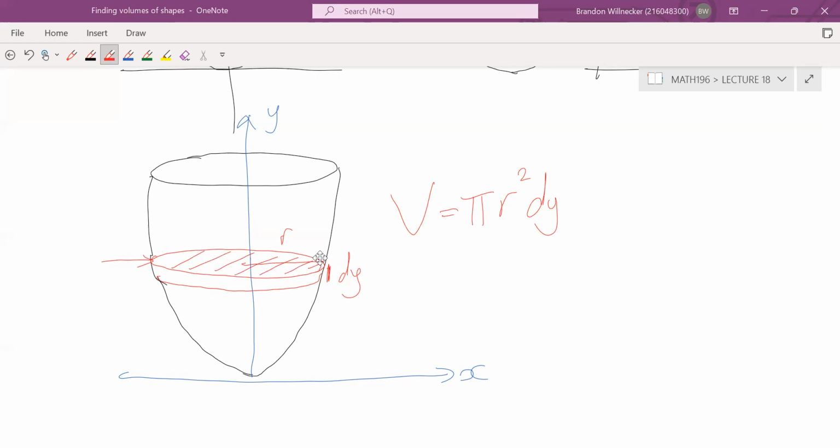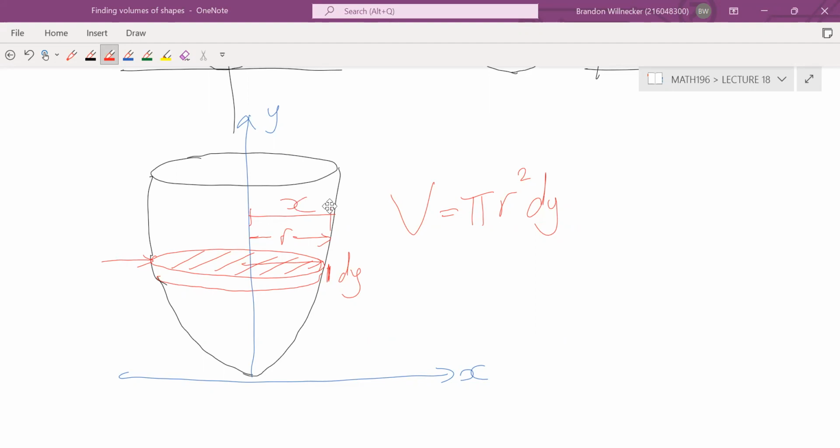Okay, but what is the radius in terms of our x and y variables? The radius is the distance from the y-axis up to my parabola. That's the radius here. So from the y-axis up to the parabola, that is the radius. And this distance is going to be x. Because I'm going from the y-axis out in the x direction, so the radius is going to be x.